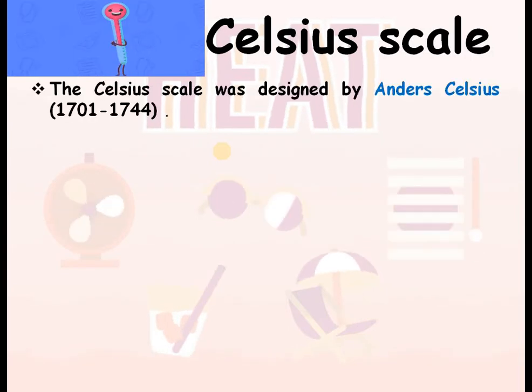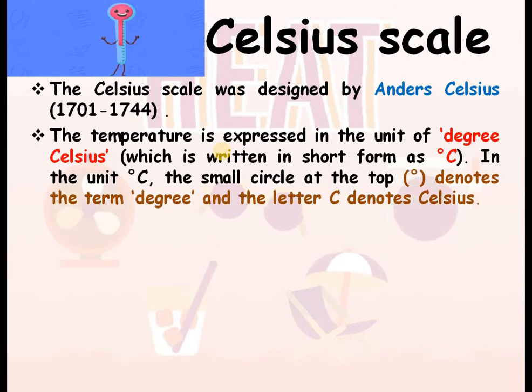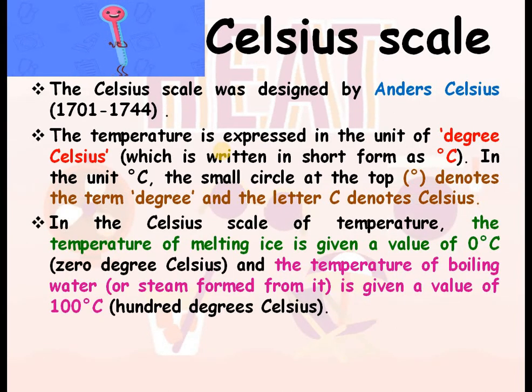Celsius scale was designed by Anders Celsius. The temperature is expressed in the unit of degrees Celsius, which is written in short form as degree C. In the unit degree C, the small circle at the top denotes the term degree and the letter C denotes Celsius. In Celsius scale of temperature, the temperature of melting ice is given a value of 0 degrees Celsius, and the temperature of boiling water or steam formed from it is given a value of 100 degrees Celsius.